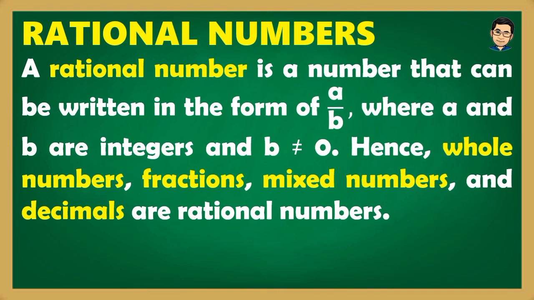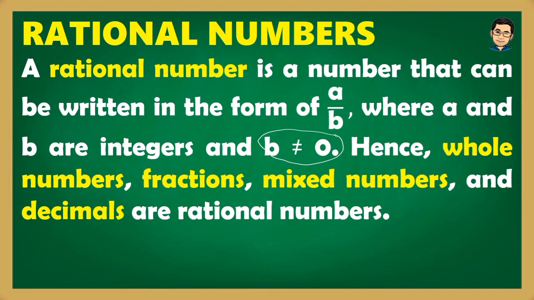Again, pag rational number, pwede po siyang isulat sa form na a over b, na para siyang fraction. Wherein yung a tsaka b integers, it can be positive, negative. And then, meron din siyang condition that b should not be equal to 0. Why is it b should not be equal to 0? It's because magkakaroon siya ng undefined value.